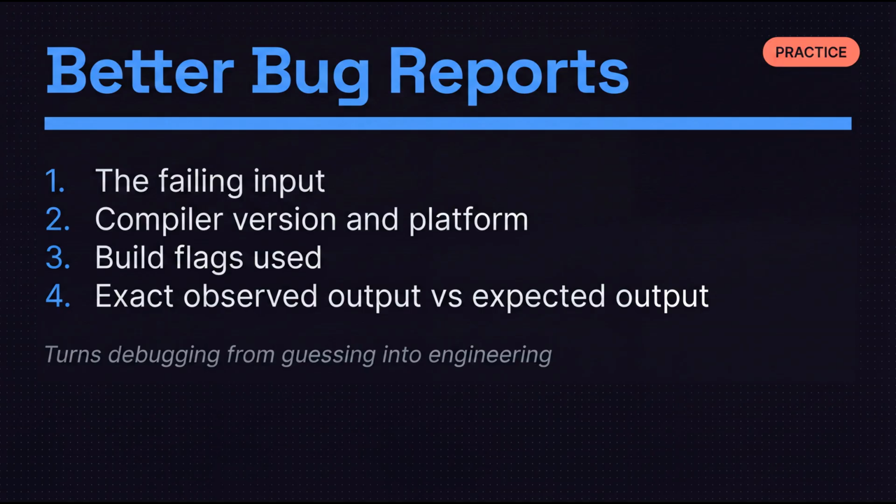This information transforms debugging from guessing into engineering. It also makes bug reports useful to other team members. A bug report that says it crashed is almost worthless. A bug report with input, compiler, flags, and output is actionable.